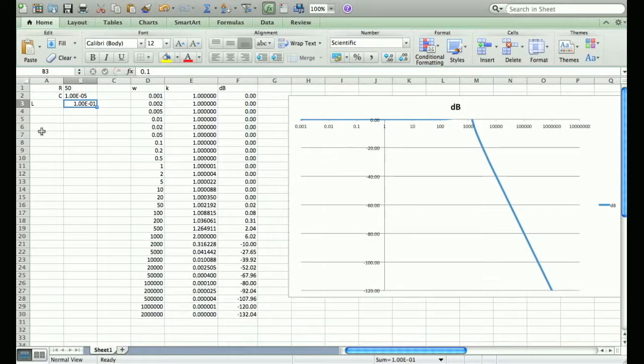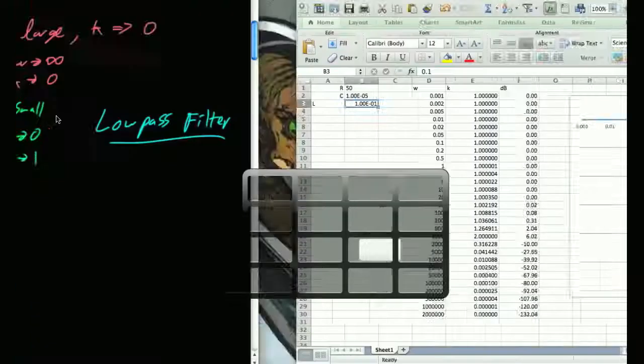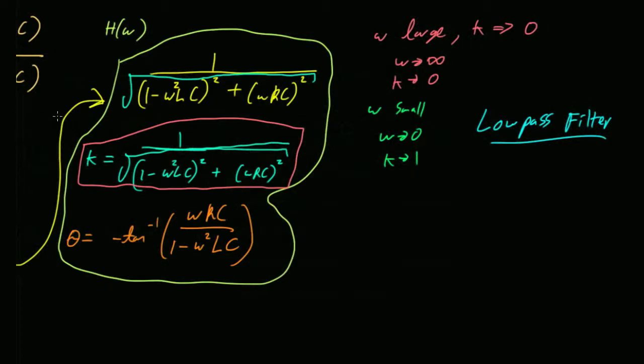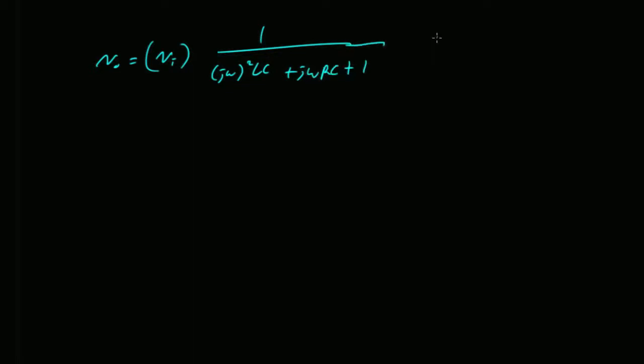So before that expression over there, we had V in times 1 over (j omega) squared LC plus j omega RC plus 1. Right? Okay. Well, that is the same as V in times 1 over 1 minus omega squared LC plus j omega RC.